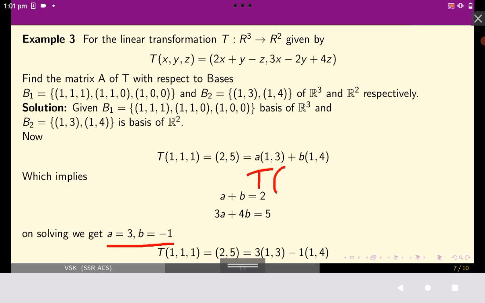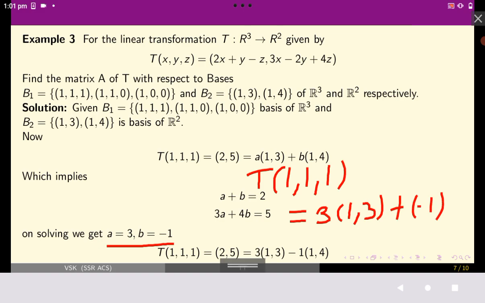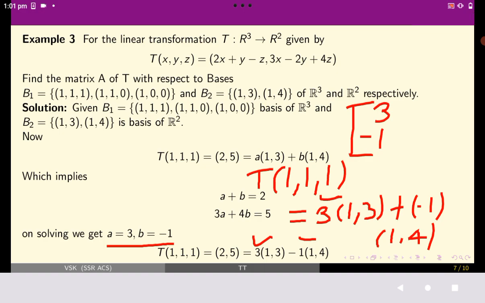So ultimately we'll get T(1, 1, 1) as 3 times (1, 3) plus minus 1 times (1, 4). So here the coefficients will be 3 and minus 1. Whenever the matrix is formed, the first column will become (3, minus 1). This will be the first column. Same way we'll do for this vector and this vector. The same procedure will apply, and we'll find the values and make the second and third columns.